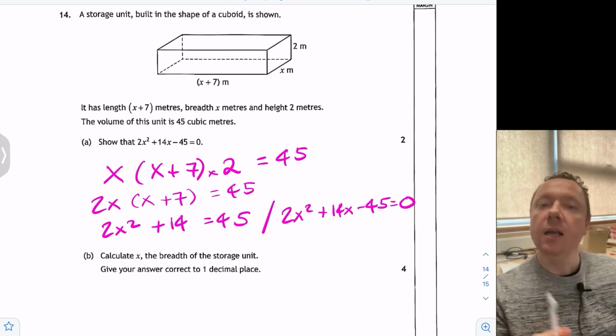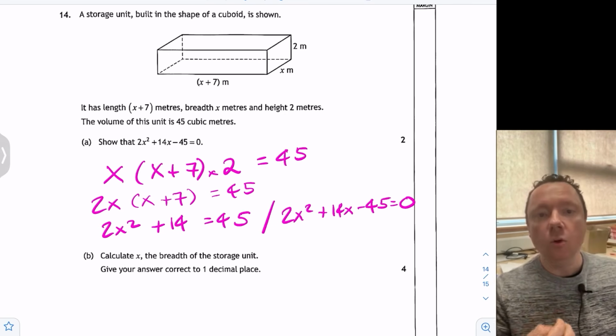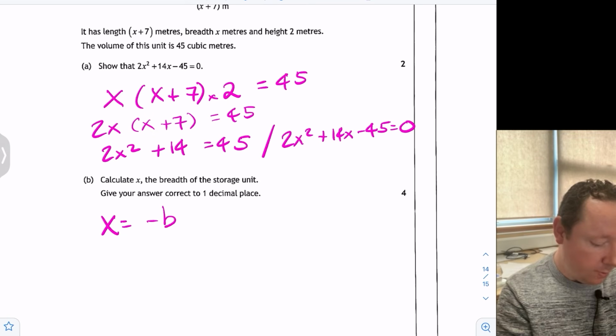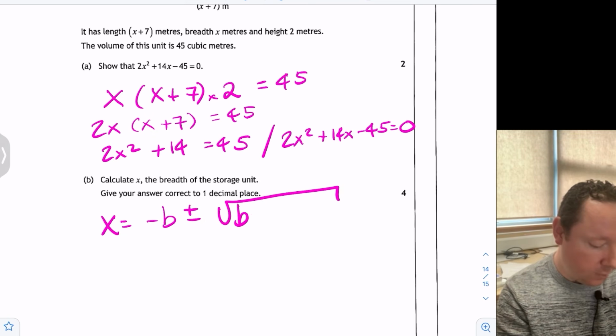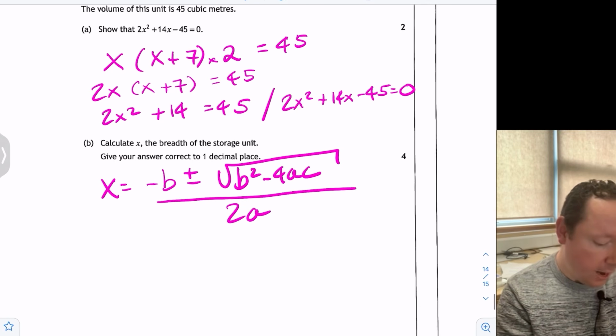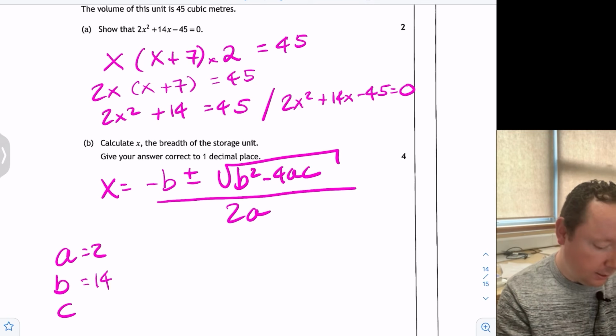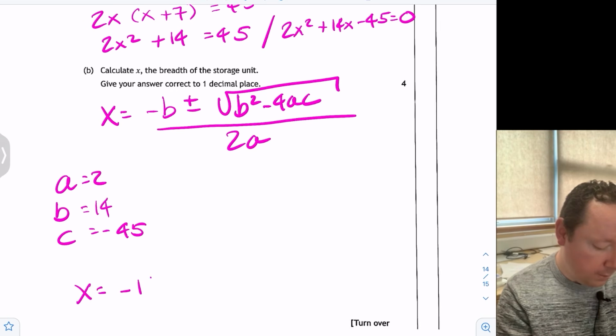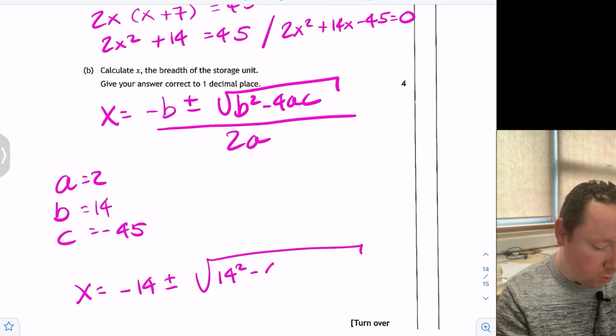Part B, calculate x, the breadth of the storage unit, give your answer to 1 decimal place. So the hint here is it's a quadratic. 1 decimal place means we're using the quadratic formula. From the start of the exam paper, x equals minus b plus or minus the square root of b squared minus 4ac all over 2a. In this case, a is equal to 2, b is equal to 14, and c is equal to negative 45. So we get x equals minus 14 plus or minus the square root of 14 squared minus 4 times 2 times minus 45, all over 2 times 2.